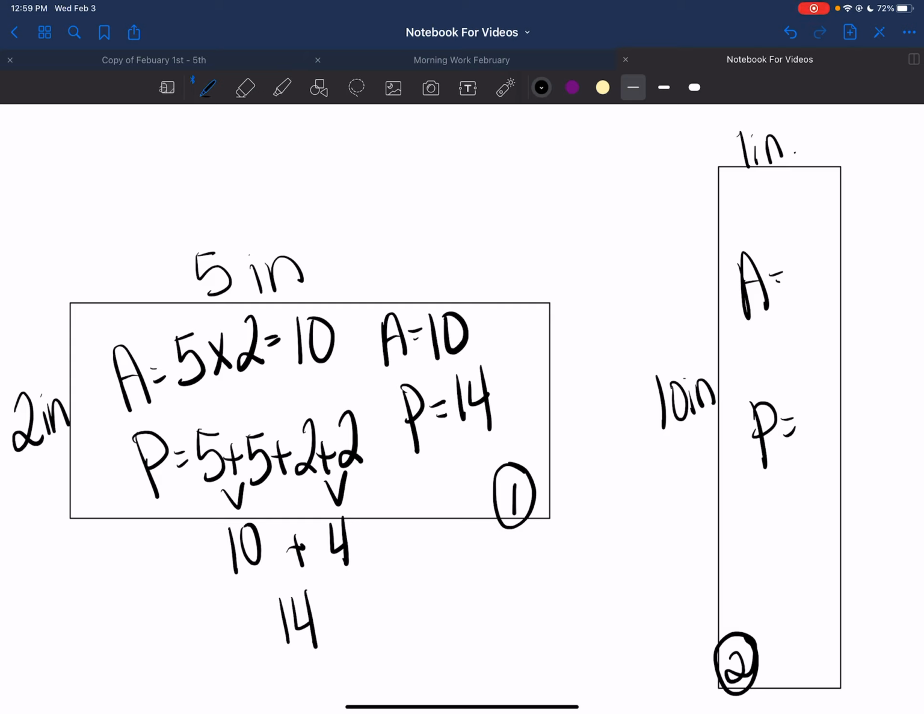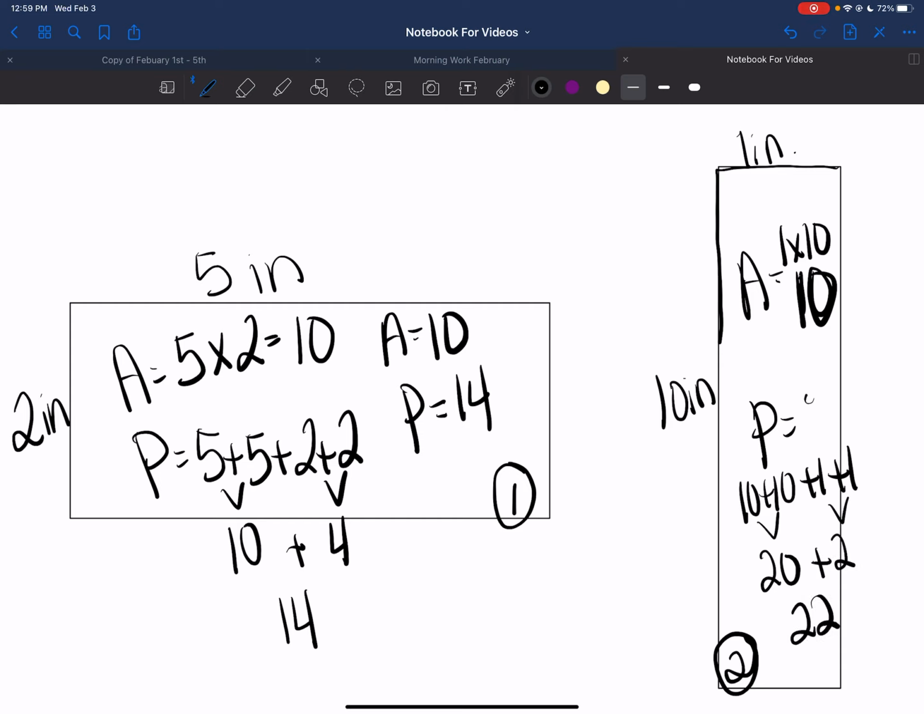Now let's check rectangle 2 out. Again, to find the area, it's length times width. So 1 times 10, or 10 times 1, we know that because of the commutative property, our factors flip-flop. And if the factors stay the same, our product stays the same. So 1 times 10 is 10. So area equals 10. Now to find P, it's 10 plus 10 plus 1 plus 1. 10 plus 10 is 20. 1 plus 1 is 2. 20 plus 2 is 22. So P of this rectangle is 22.